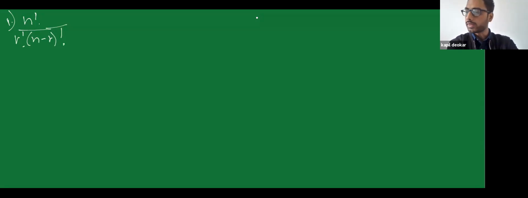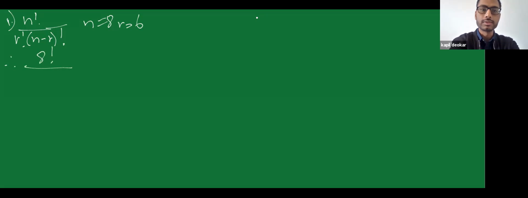You have to find the value of n factorial upon r factorial into n minus r factorial. And this is given to you. n is given as 8 and r is given as 6. So pretty straightforward question. Just substitute the values and simplify. Therefore, instead of n, I'm going to write 8. Instead of r, I'll write 6. Therefore, into n minus r. So n minus r, that is 8 minus 6. 8 minus 6 is 2 factorial.